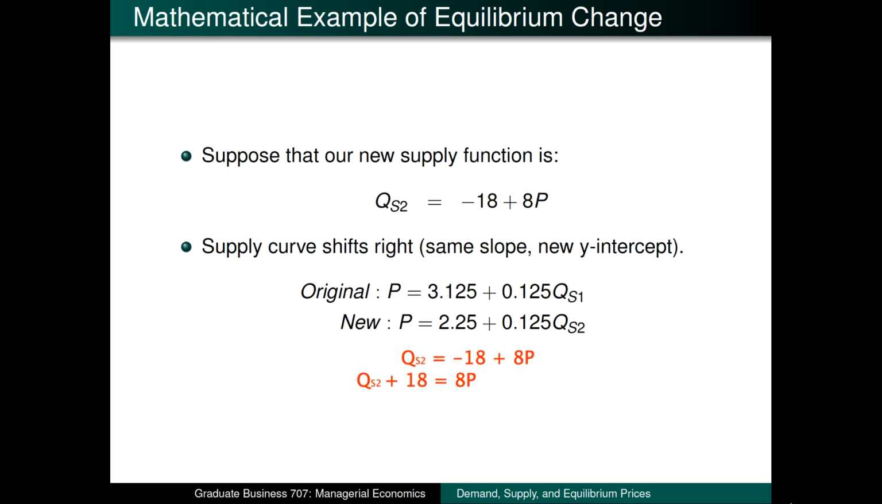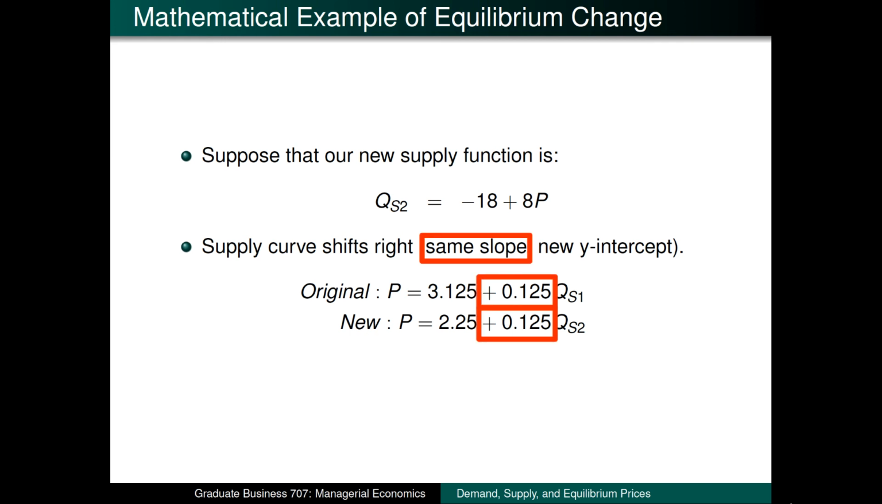Moving the negative 18 to the left-hand side, we get that QS2 plus 18 is equal to 8P. Dividing both sides by 8, we get QS2 divided by 8 plus 18 divided by 8 is equal to P. Rearranging, this becomes P equals 18 divided by 8 plus 1/8 QS2, or 2.25 plus 0.125 QS2.